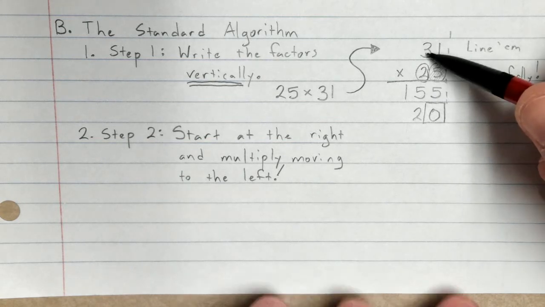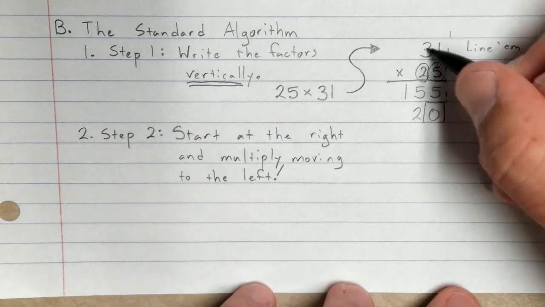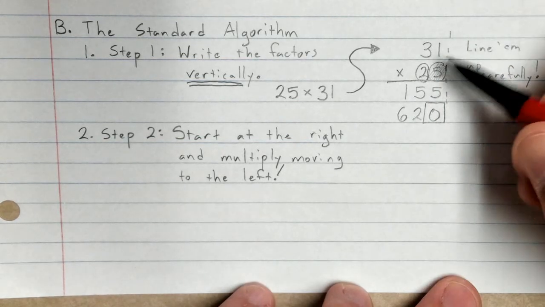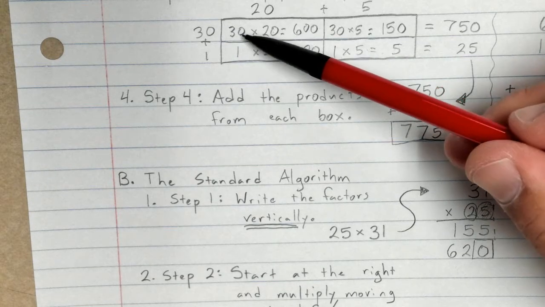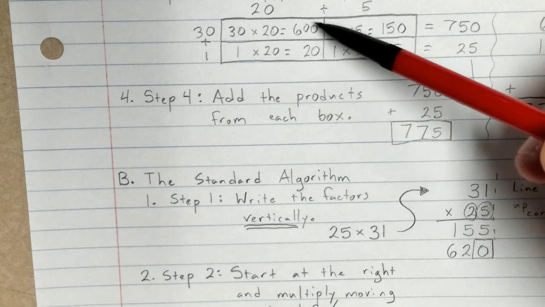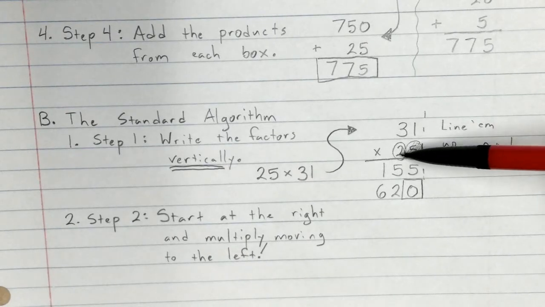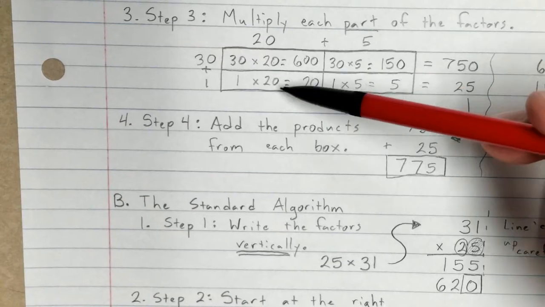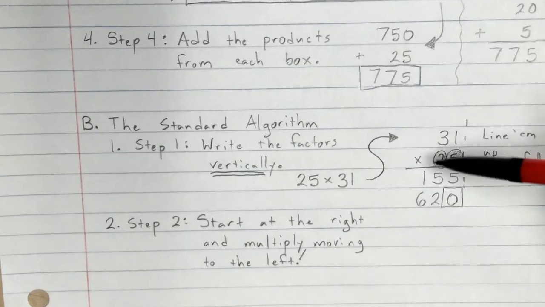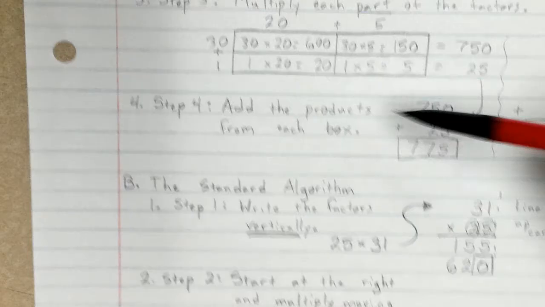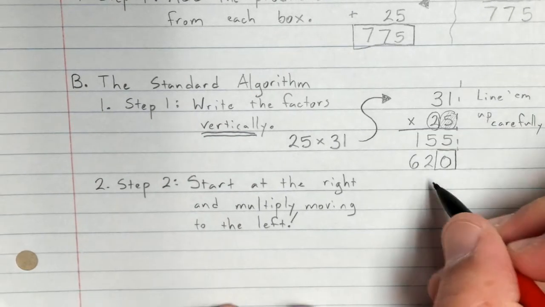2 tens times 3 tens. Again, I'm just going to say 2 times 3 is 6. But again, 2 tens times 3 tens is 600. 20 times 1 was 20. Combine the two together, 600 plus 20, there's 620.